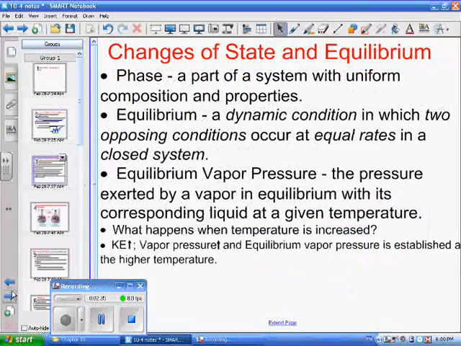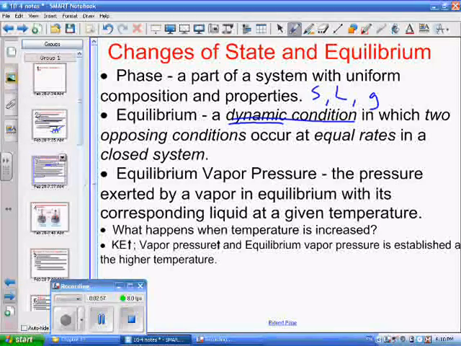Next, changes of state and equilibrium. The first thing we have here, let's talk about a phase. A phase is a part of a system with uniform composition and properties. So a phase could be solid, liquid, or gas. Okay? Equilibrium. Now, here's the thing, and I've italicized a few words. It's a dynamic condition. Dynamic means it's constantly changing, in which there are two opposing conditions. Since we're talking about changes of state, it could be evaporation versus condensation, or freezing versus melting. Those are the two opposing conditions, and they're going to occur at equal rates.